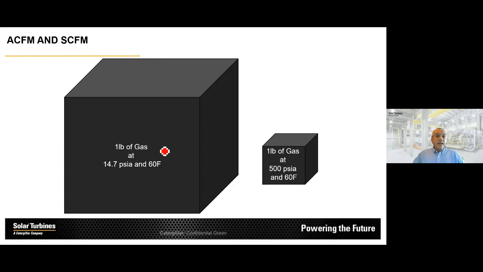Standard flow is a flow that assumes the volume of the gas at some specified standard conditions. In this case, 14.7 pounds, so about atmospheric pressure and 60 degrees. So the compressor actually sees the ACFMs, but the standard flow is directly related to things like energy content in the gas.